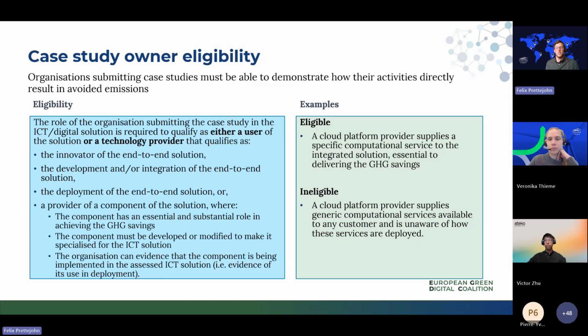If there are questions about this, we can go into this a bit, but if it gets too technical and you're not sure about eligibility, we'll cover this in the submission form and we can support that. So yeah, on the right hand side there is an example. I'll just go through the ineligible example. Say a cloud platform provider that supplies a generic computational service to lots of customers, and it's unaware how those services are deployed, but it believes that it is used in some beneficial solutions.